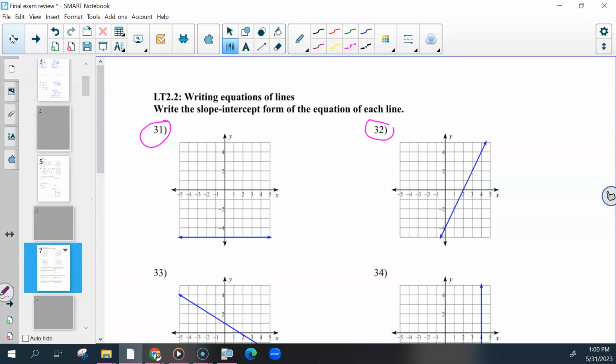So now we are writing equations from a graph, from a point and slope, from 2 points, from given slope and y-intercept. Which of those do we want to see you go over or have questions about?